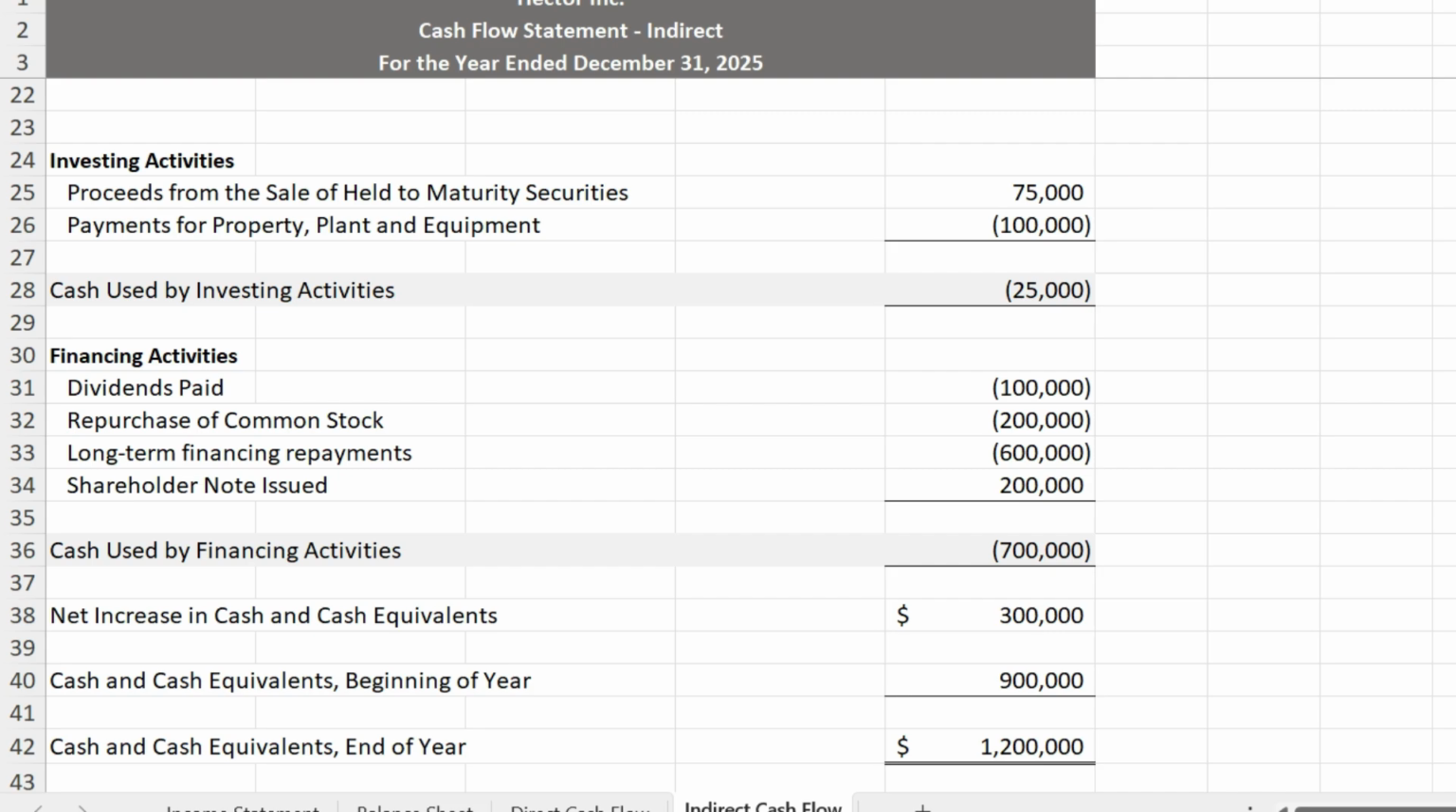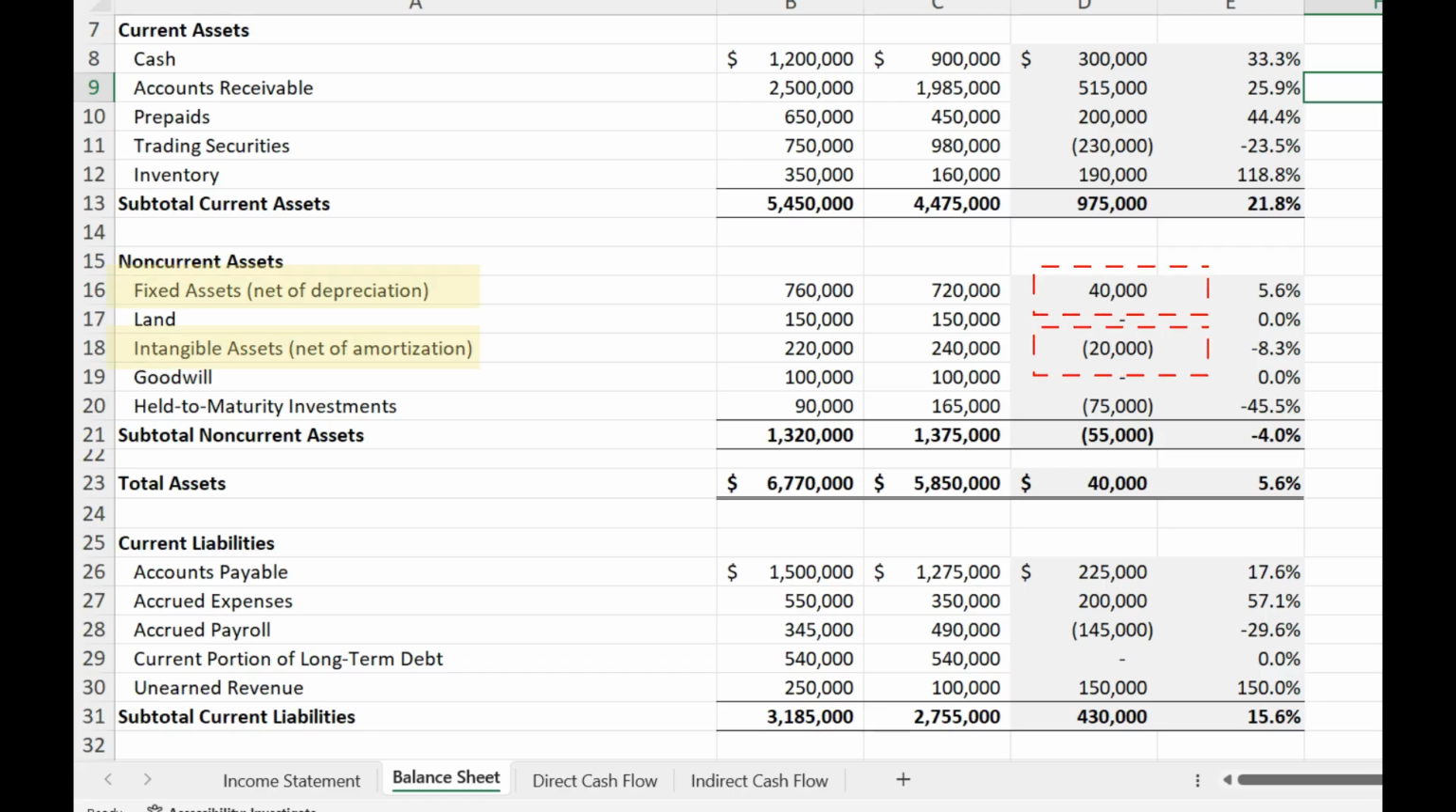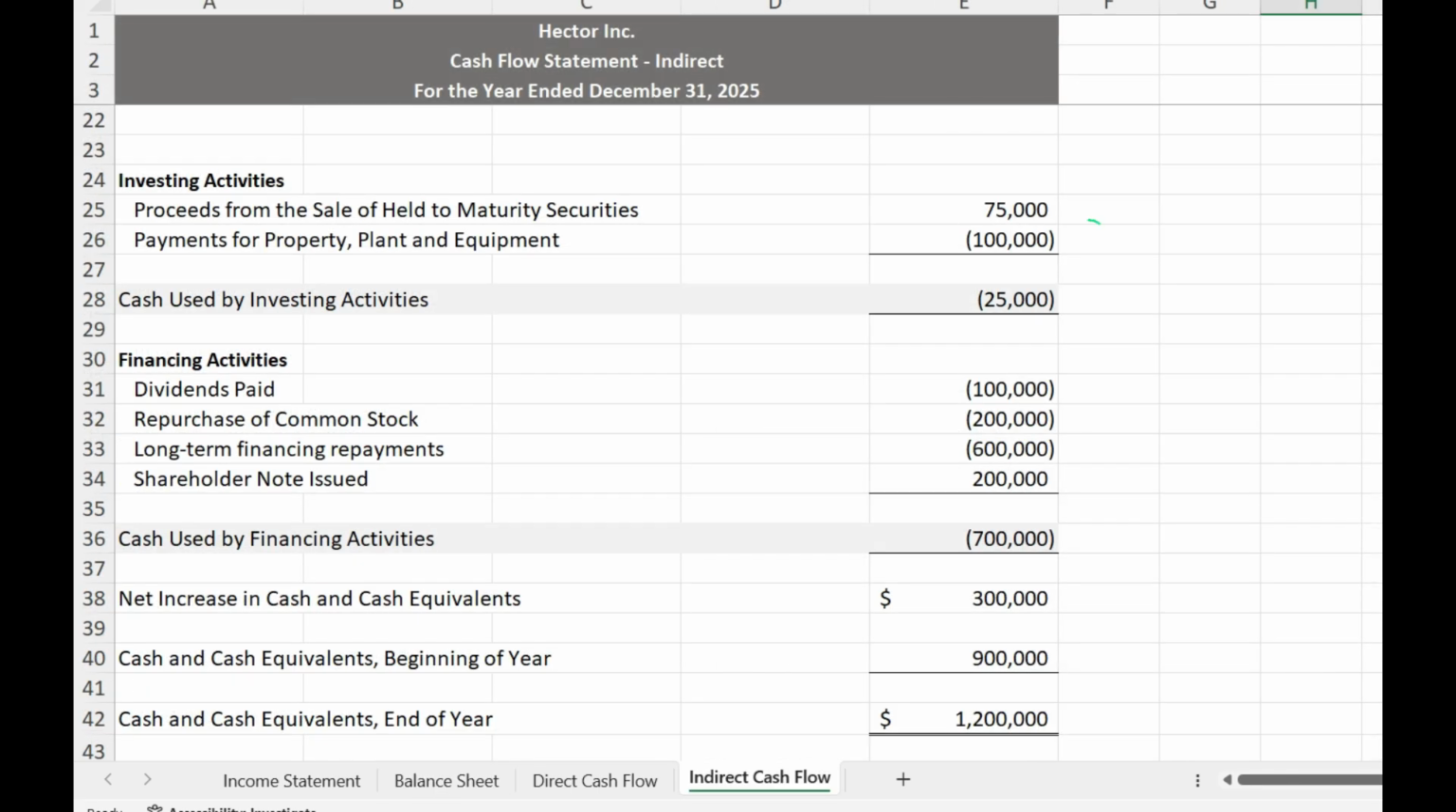Property, plant, and equipment. This is your CapEx. Now, you're way better off having a cash schedule related to your CapEx purchases, but we're going to get it off the balance sheet and income statement again. What we need to do is grab the depreciation and amortization off the income statement. That is what has accumulated on the balance sheet, and we're going to take the difference of the intangibles and the fixed assets as well to get to a net $100,000 of CapEx that was used as cash to buy fixed assets in 2025. All right, let's flip over to the financing activities.